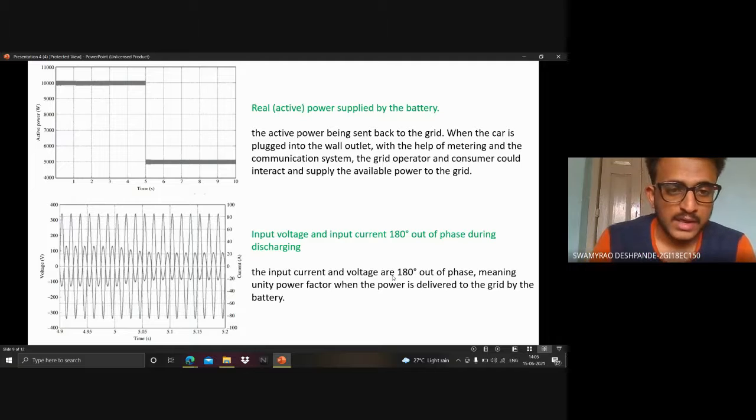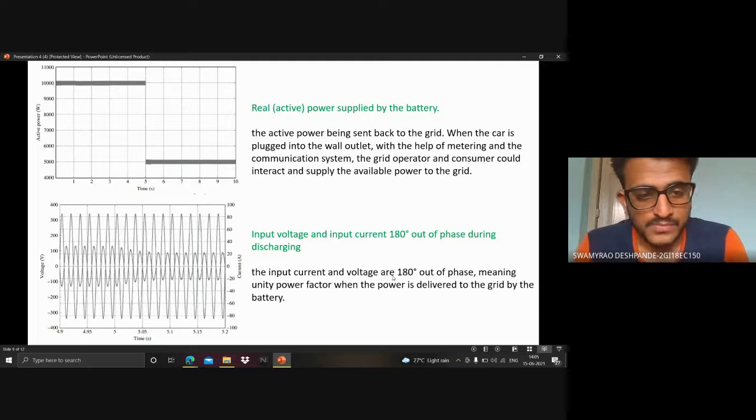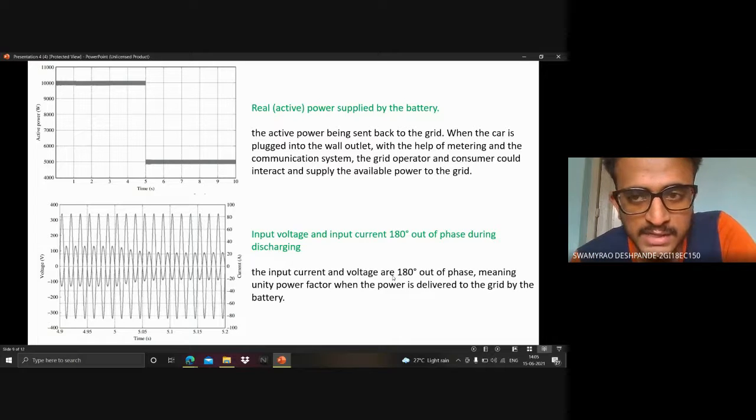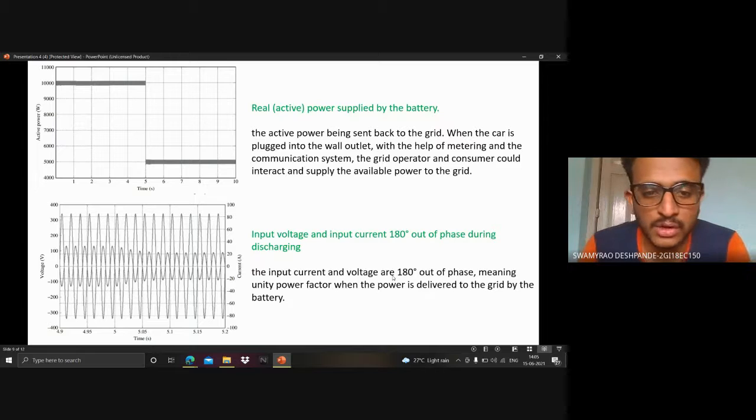And in the next diagram we can see the input voltage and current, and how they behave with respect to the power factor. This figure below states that input voltage and input current are exactly in opposite phase, that is 180 degrees out of phase. During discharging of the battery, these are exactly 180 degrees out of phase.